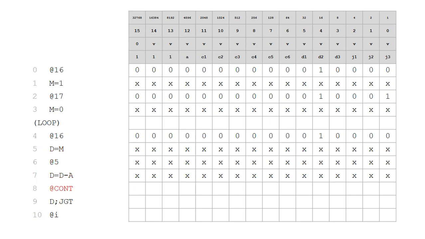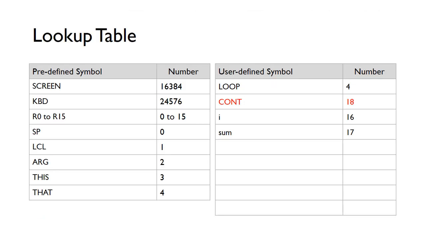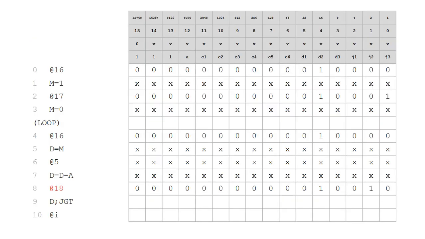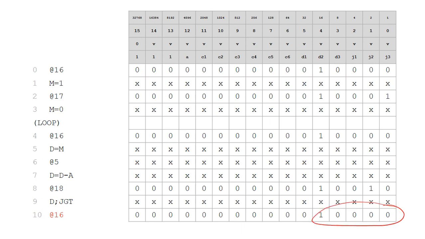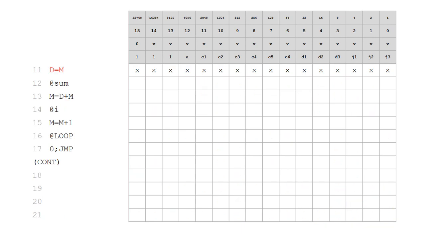The next instruction we get to is @cont. So this is obviously a symbol. We go to our lookup table and we see cont has a value of 18. So replace that by @18 and convert it to its binary equivalent. Again, the next one's just a C instruction. @I, we know that I is at 16, so we can just put the binary equivalent in. Again, next instruction, C instruction, just decode it as I've done before.